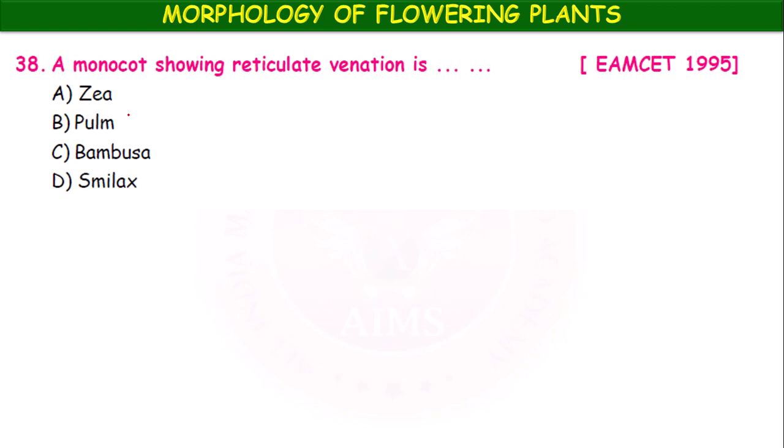A monocot showing reticulate venation is Z. The options are Dioscorea, palm, Bambusa, Smilax. Here Smilax is the plant. Monocots actually show parallel venation, but Smilax is the plant which shows reticulate venation.